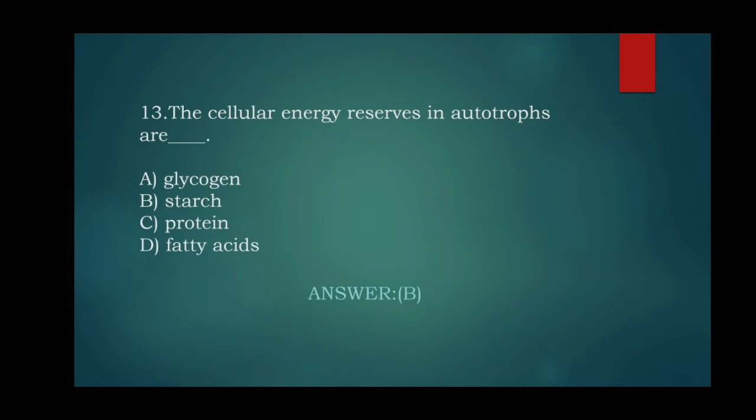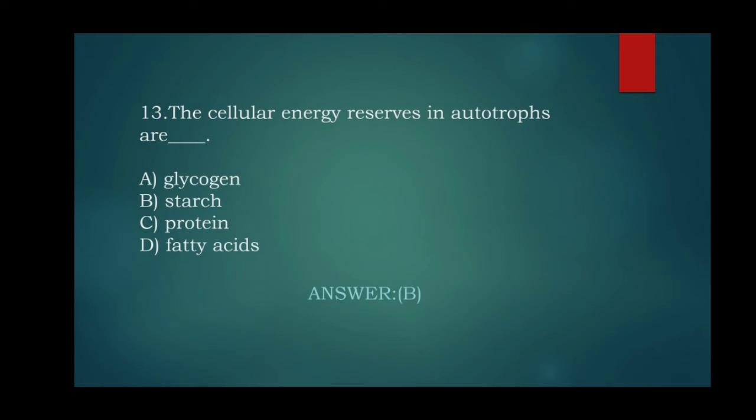Okay. Next question. The cellular energy reserves in autotrophs are A, glycogen, B, starch, C, protein, D, fatty acids. So as a part of photosynthesis, the autotrophs, that is the plants, will produce starch, right? And so the energy reserves will be in the form of starch. So the correct answer is option B, starch.